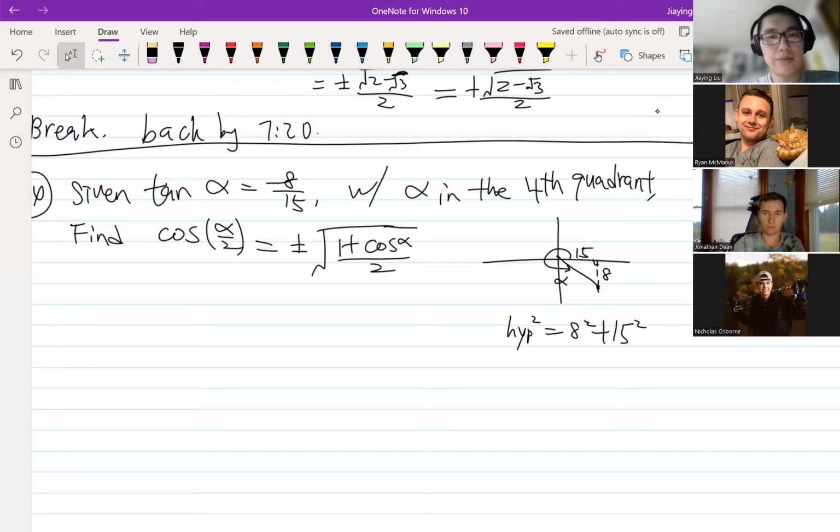I should not have picked those big numbers. Oh, wow. All right, let's quickly do this. That's 64 plus 225, so that's going to be 289. And if we take the square root of 289, I believe is that 17 squared?